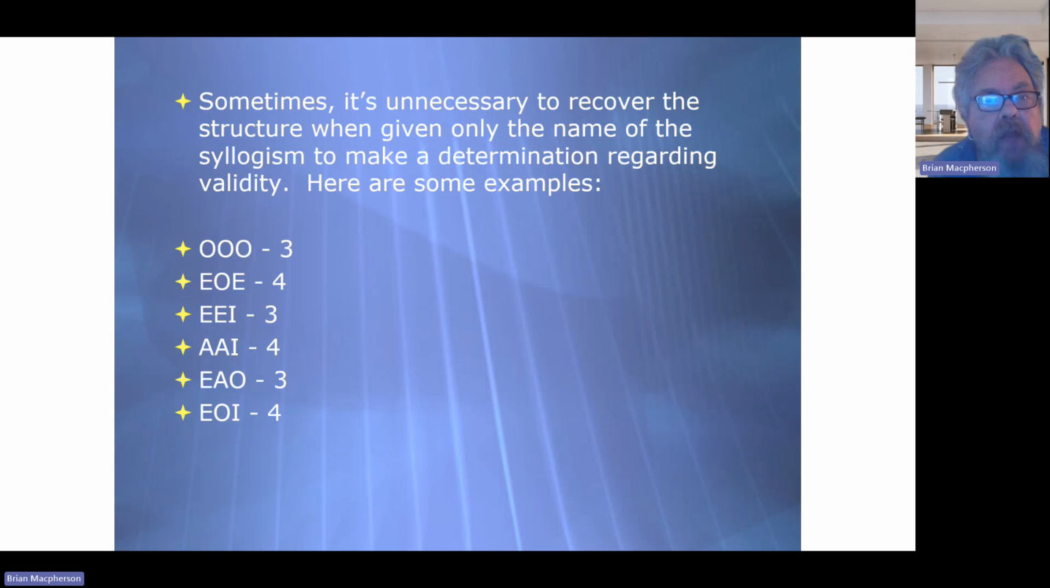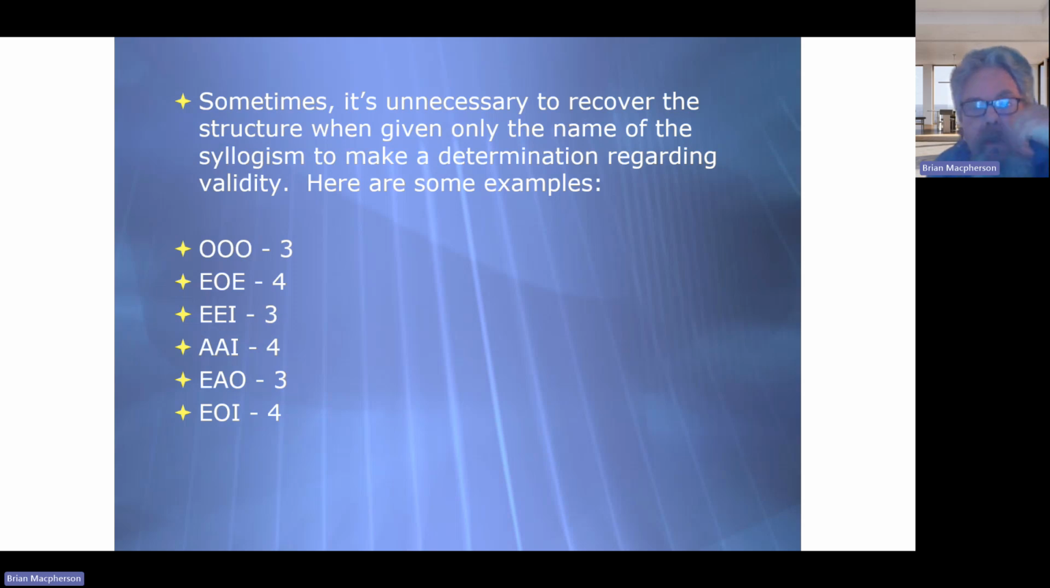EEI-3. It's invalid because I have two negative premises. And in addition, I don't have a negative conclusion, so it violates two rules. It also violates Rule 5 because I have two universal premises and a particular conclusion. So this one violates three rules. But just keep in mind, a syllogism is invalid if it just needs to violate one rule, right? But the EEI-3 violates three rules. It has two negative premises. It has a negative premise, but not a negative conclusion. And it has two universal premises and a particular conclusion. So it violates three rules altogether.